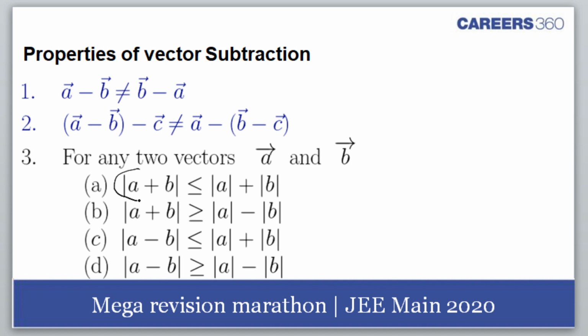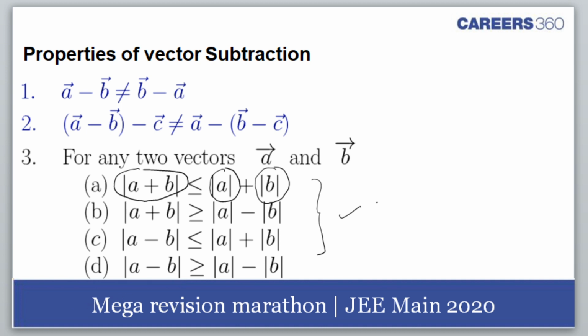Now here we are talking of the magnitude of one side of a triangle plus the magnitude of another side of a triangle, which will always be greater than or equal to the third side, and these are all important.